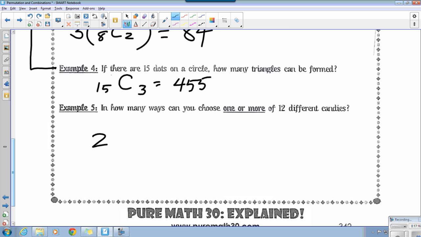You either choose it or you don't. Remember that question about switches? You either choose it or you don't. So that's each time, each candy has a, I'm going to eat it or not. So 12 times.